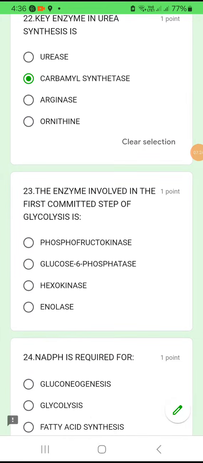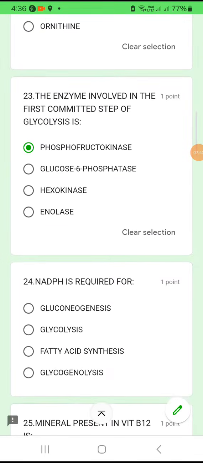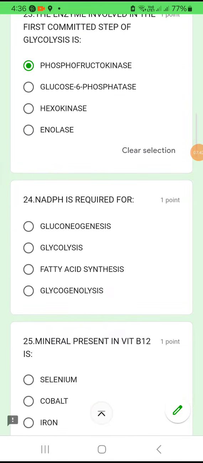Question number 23. The enzyme involved in the first committed step of glycolysis. Phosphofructokinase or glucose 6-phosphatase or hexokinase or enolase. So the enzyme involved in the first committed step of glycolysis is phosphofructokinase. Okay. Option A, phosphofructokinase.